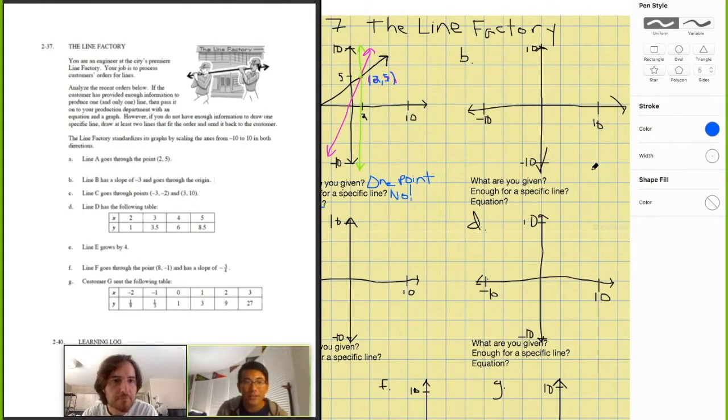I know past the origin, I like to start off with the point when I'm drawing the line. Okay, so we're given a point. I'm going to just write that down here while you're talking. What are you given? We're given a point. Okay, where's the point? And we also have the slope. Okay, cool. Point and slope.